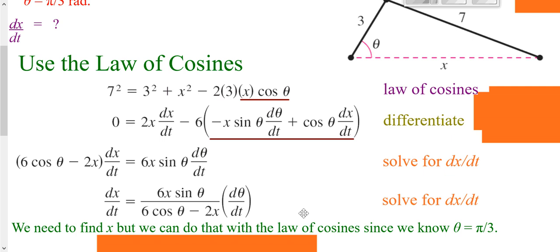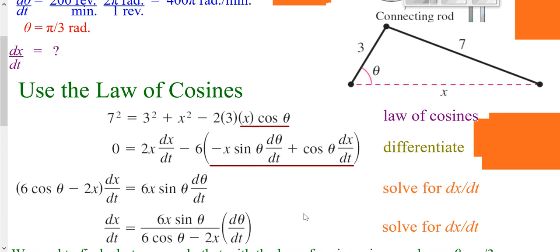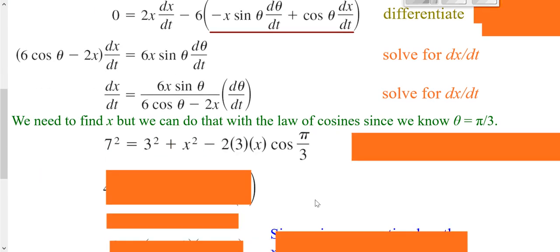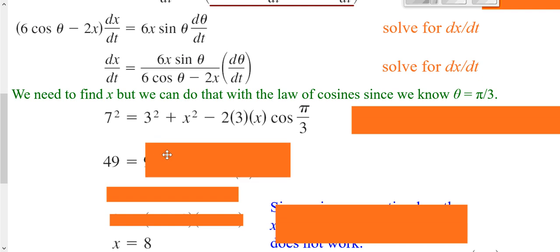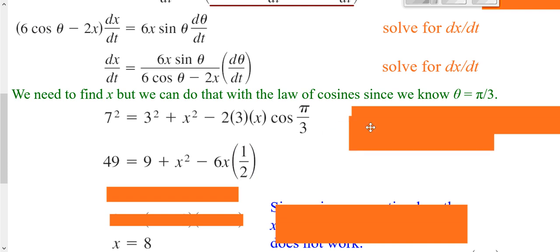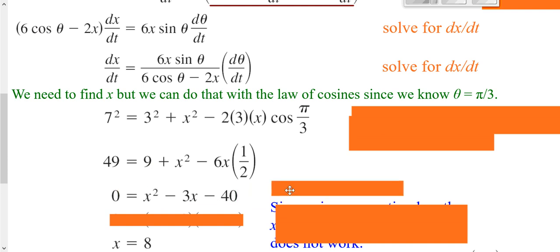So now we can maybe try to answer the question. We know our d theta/dt. We know theta, but we don't know x. But we can figure out x. Remember, theta is pi over 3, so we could use the law of cosines again with pi over 3 in here to help us find x. So we get 49 equals 9 plus x squared minus 6x, and then you've got to think cosine pi over 3. Oh, that's just 1/2. So this is just really minus 3x here, so now this is just a nice normal quadratic.